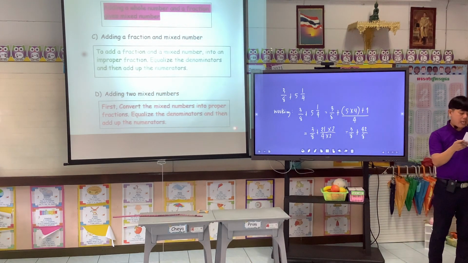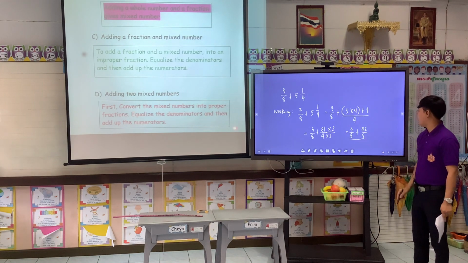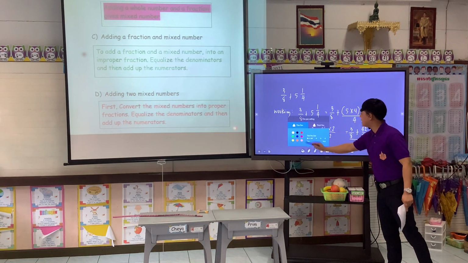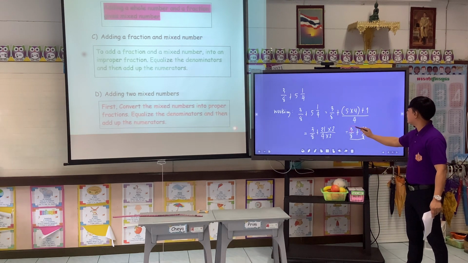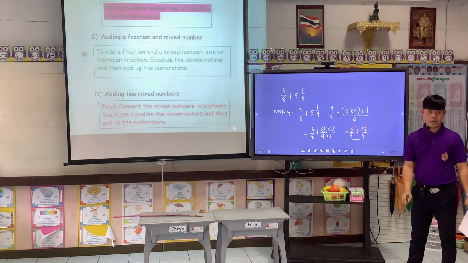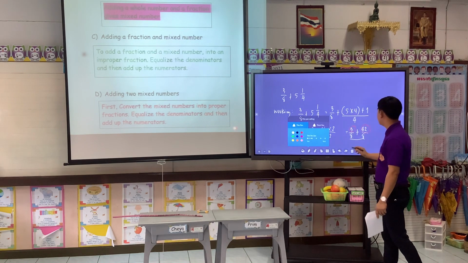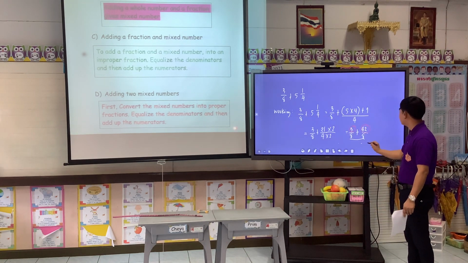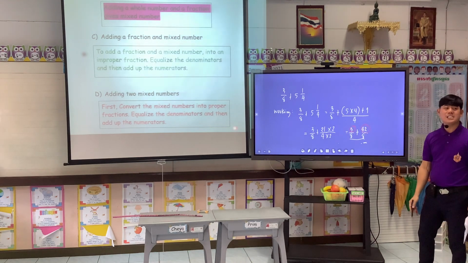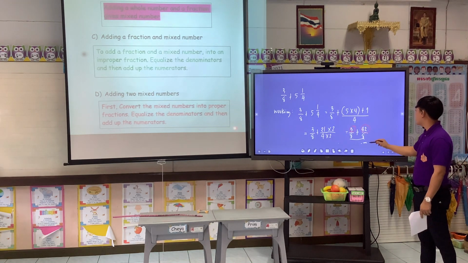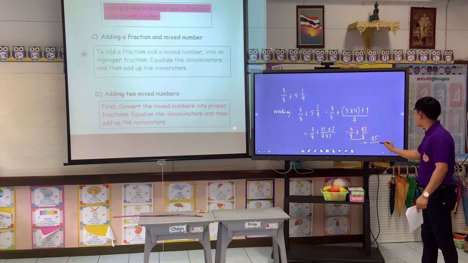Okay, right now they have the same denominator. So what we are going to do is add the numerators. You understand? So how do we add this? Equals, I have no space here. 3 plus 42, what's the answer? 45. Maintain the denominator.